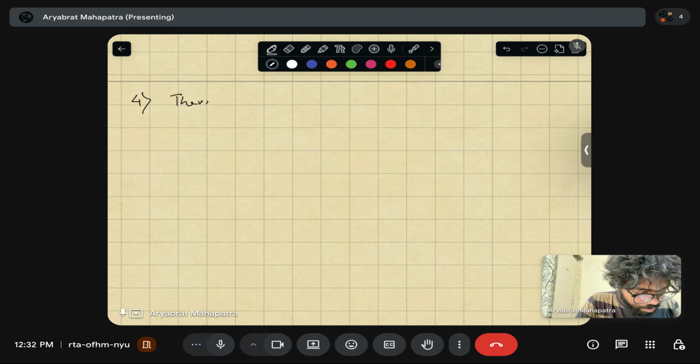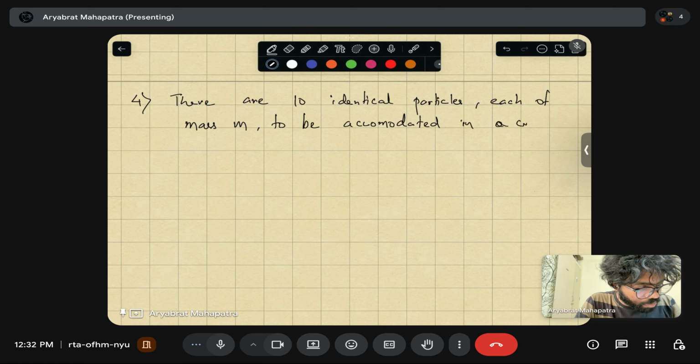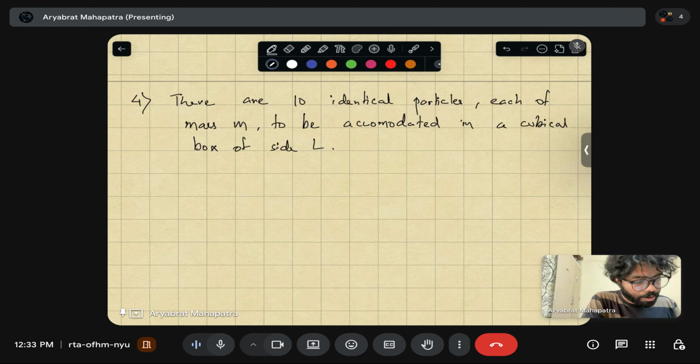So there are 10 identical particles, each of mass m, to be accommodated in a cubical box of side L. So a cubical box is like your infinite 3D well, which you have seen in your quantum mechanics course.